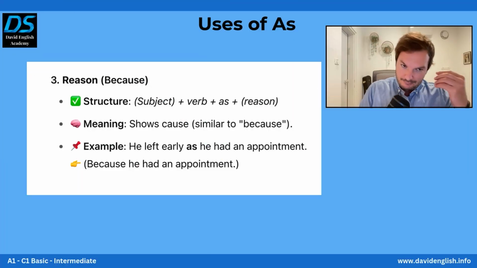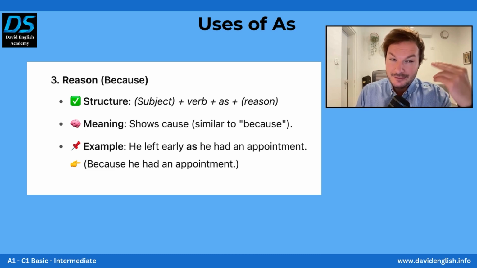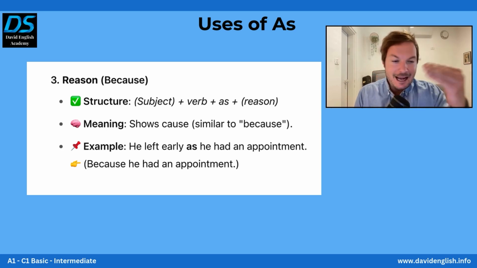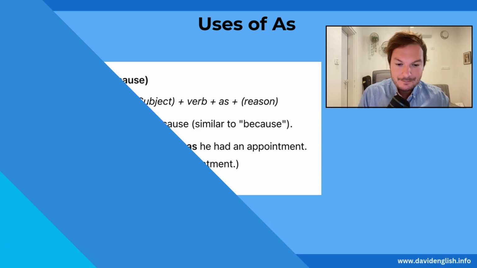The third use is for reason, because. Structure, subject plus verb plus as plus the reason, meaning it shows cause or similar to because. Example, he left early as he had an appointment. It's like saying because he had an appointment, he left early. He left early because he had an appointment. You can say he left early as he had an appointment.